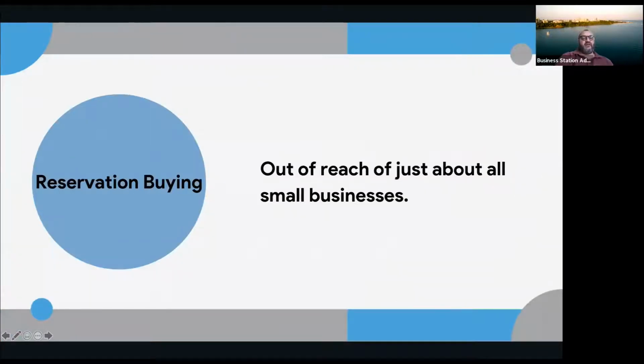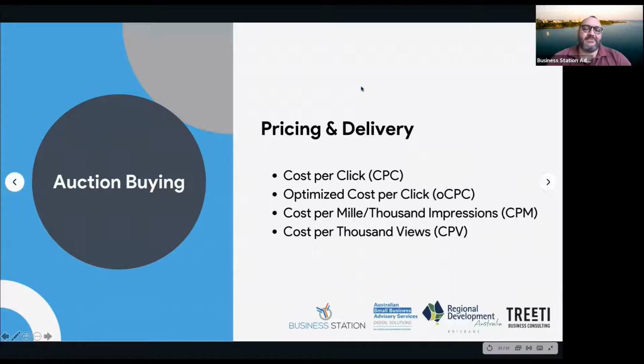So that's reservation buying. I'm going to tell you now that's probably out of reach of just about all small businesses. I've got some pricing very shortly, and we'll show you why it's out of reach. It's very expensive. Auction buying is based on the kind of model we're used to from things like Google and other platforms like Facebook, where we're paying for clicks, we're paying for conversions, we're paying for impressions, or we're paying for views. So what I'll do is go through these 4 different models of pricing and delivery that are based upon the auction buying set out in the TikTok platform for ads.